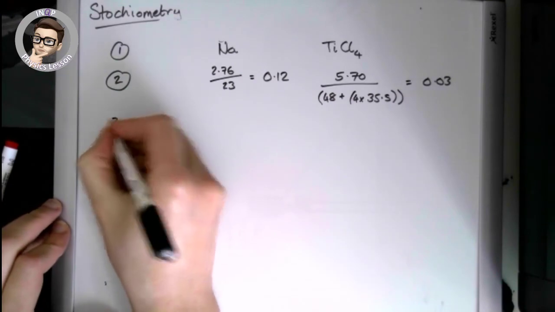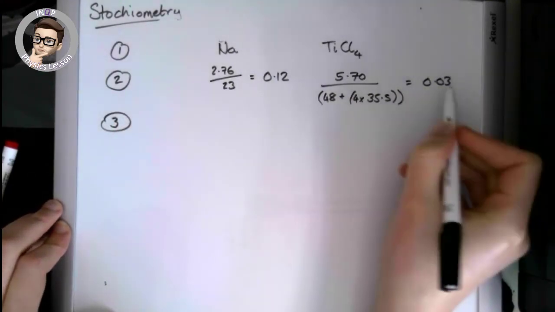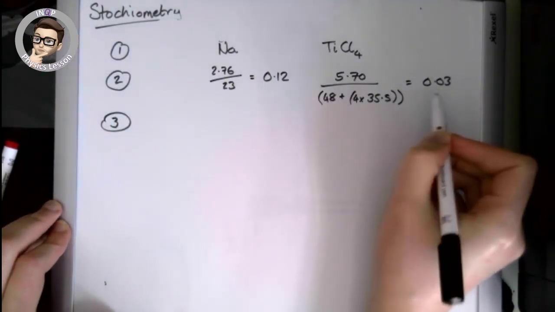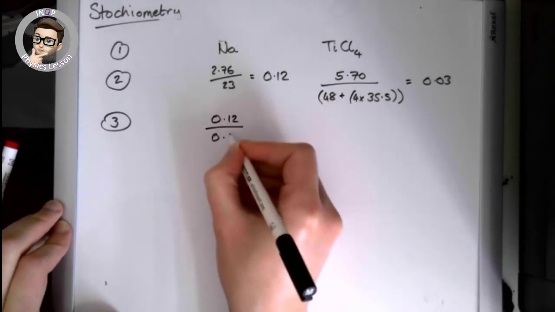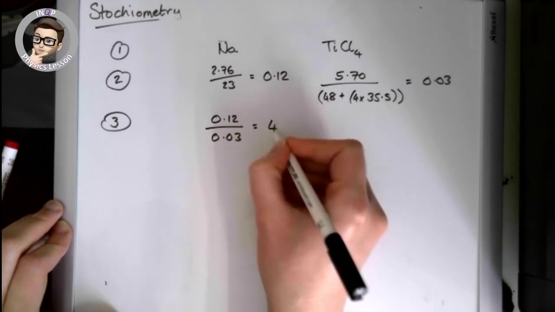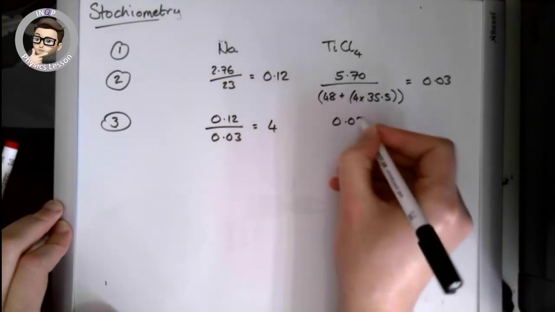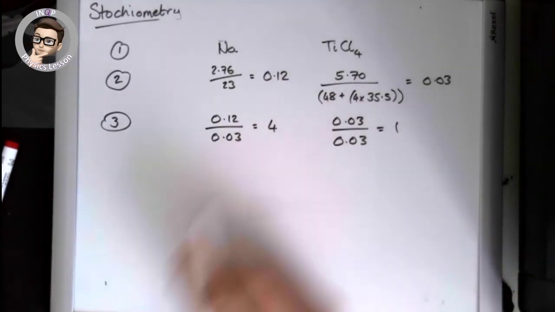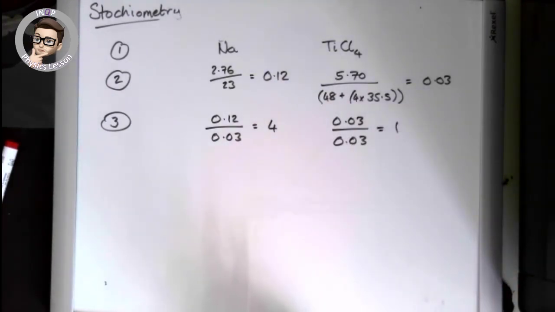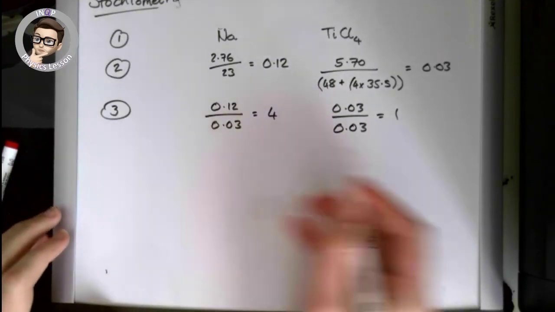We're going to do step 3 now. Divide by the smallest number. Well, the smallest number is in fact the 0.03. So I'm going to go for 0.12 divided by 0.03 will give me 4. And obviously 0.03 divided by 0.03 will give me 1. Chances are if you get to this stage, you get probably 3 out of 4 or 2 out of 4 of the marks if it was a 4-mark question.